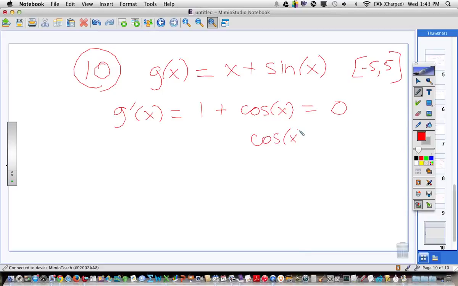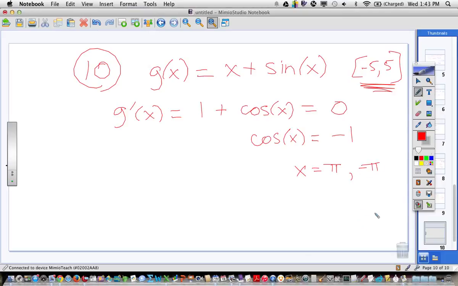This would be a no calculator problem. I think the directions say you can use a calculator, but just assume it's no calculator. So where does cosine equal -1? Now, we do have to be careful and realize that our interval is from -5 to 5. So it would also be -pi.